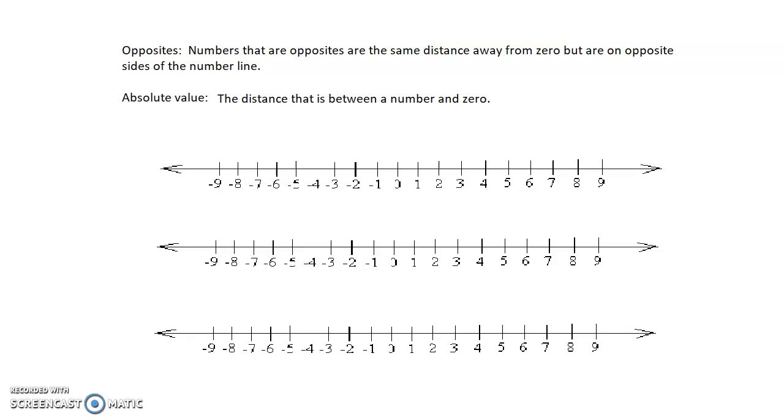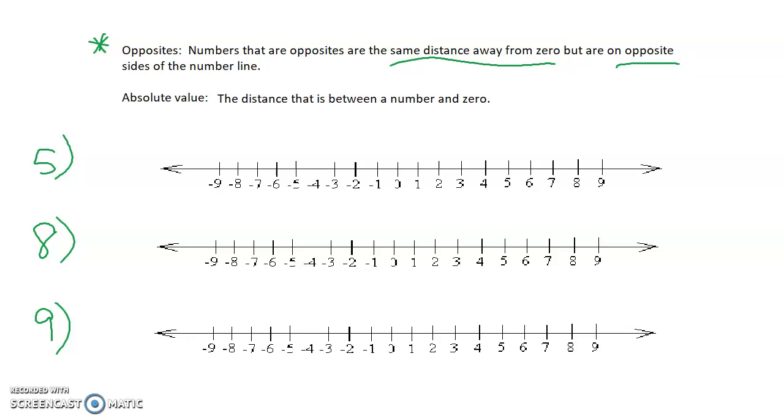Problems 5 through 11 deal with vocabulary terms, so we are going to combine them all into one video. We're going to first talk about problem number 5, problem number 8, and problem number 9, because all of those problems deal with the term opposite. Numbers that are opposites are the same distance away from 0. They're on opposite sides of the number line.